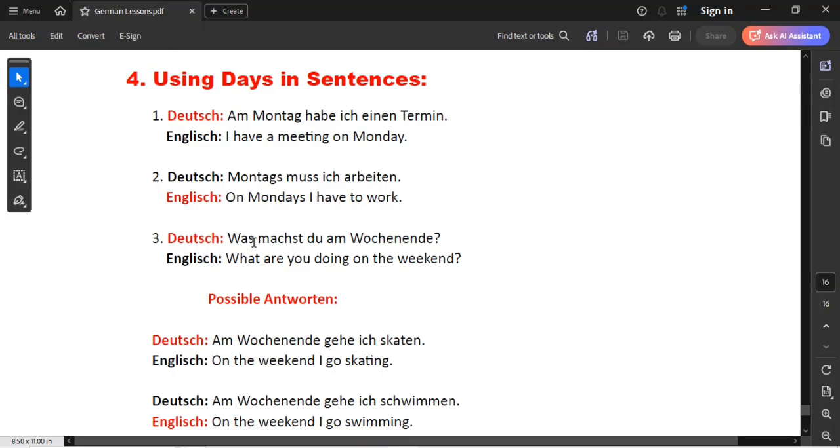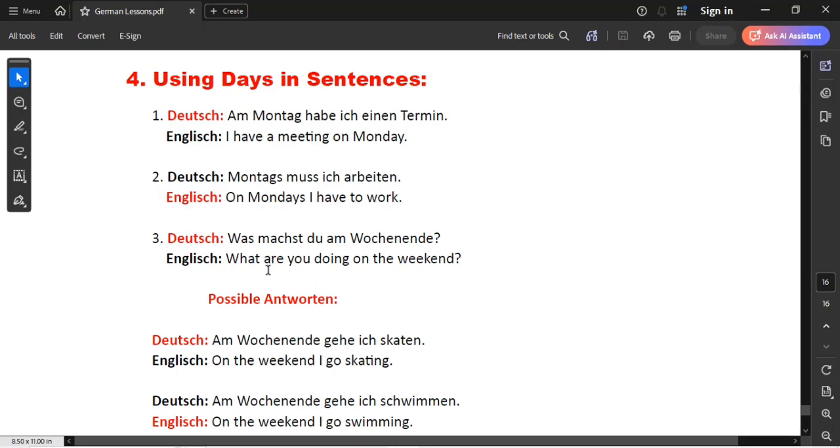Example number 3, we have: Was machst du am Wochenende? That means what are you doing on the weekend? If somebody asks you Was machst du am Wochenende, there are some possible Antworten to that Frage. The first Antwort is: Am Wochenende gehe ich skaten. That means on the weekend I go skating.